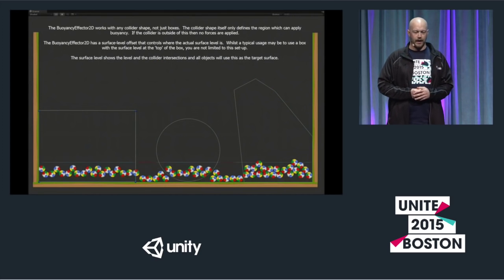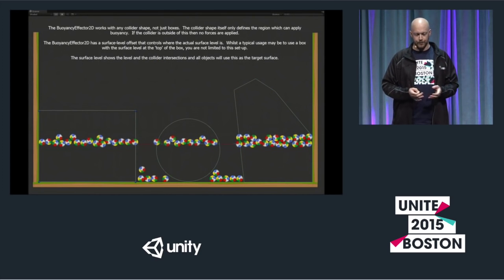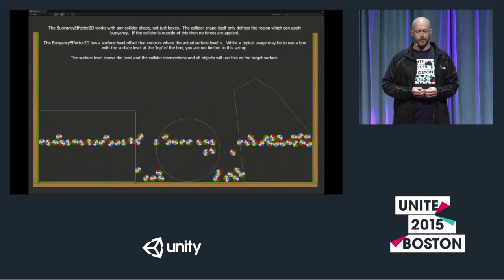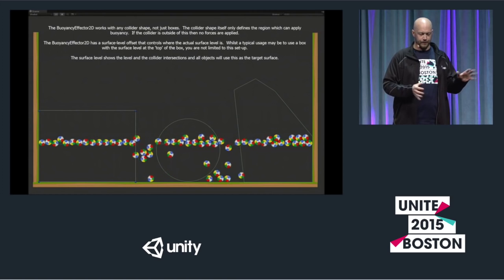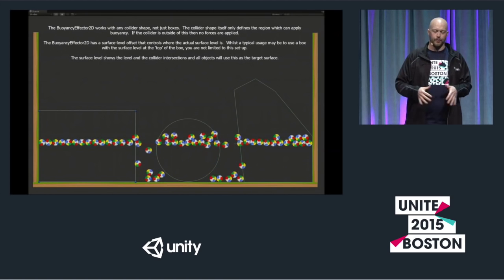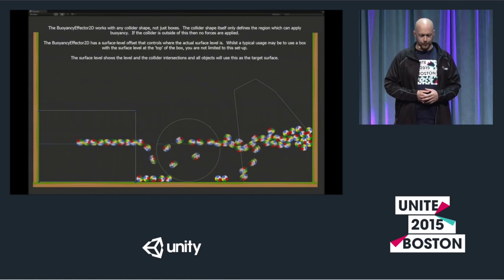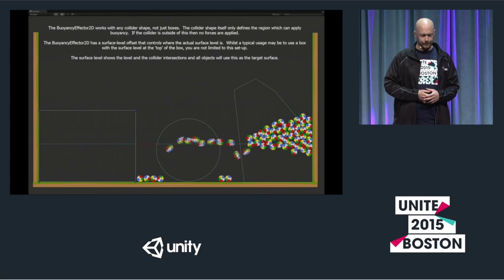As I said, any 2D collider can be used for buoyancy. So here we have all kinds of different objects, and we are raising and lowering the high water line to make the objects float in and out.